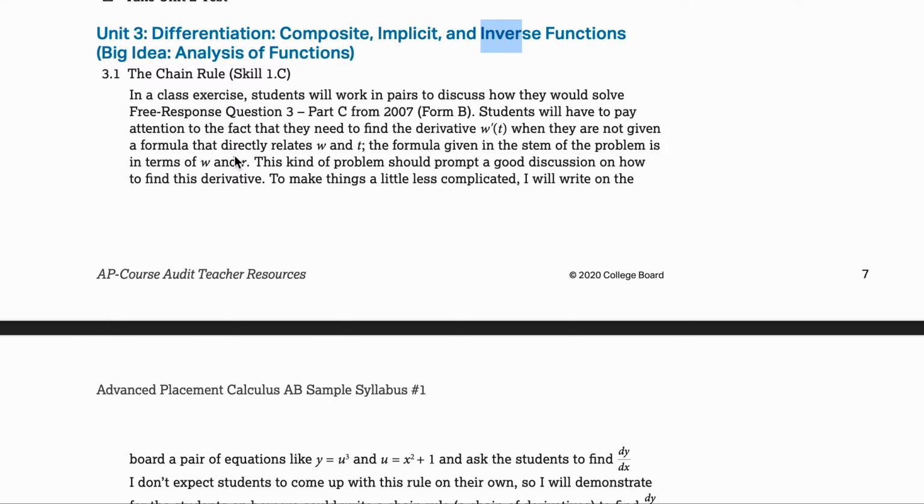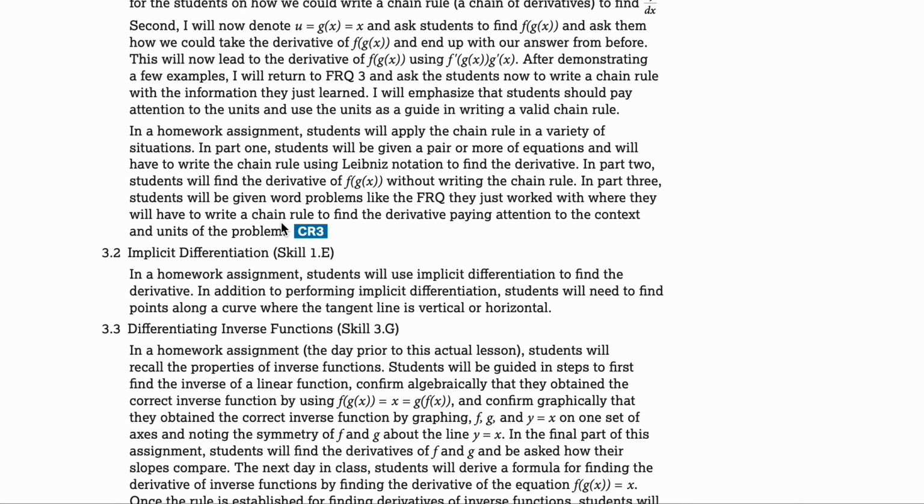All right, and then unit 3, now you learn different, really, techniques to take the derivative of more complex functions. So we start with the chain rule, which is applied to composite functions. So again, you should be comfortable with that word composite function. If not, I would recommend reviewing what that is.